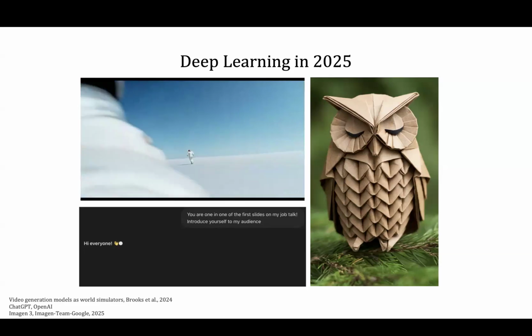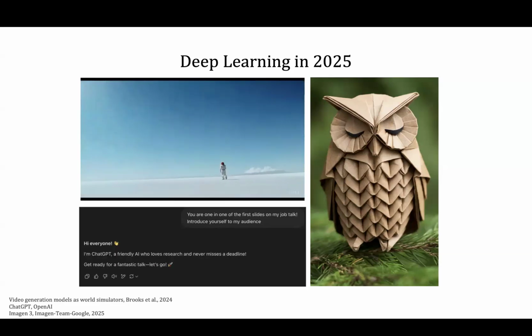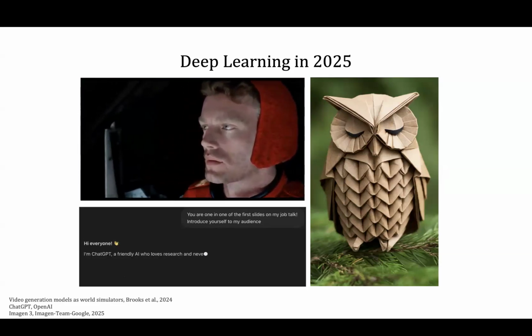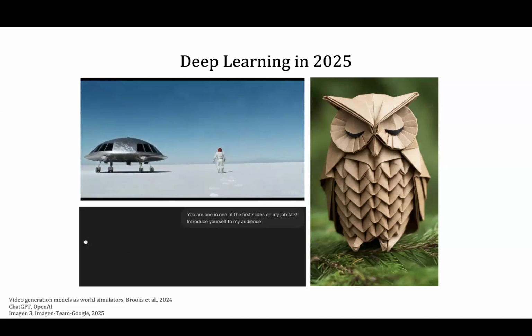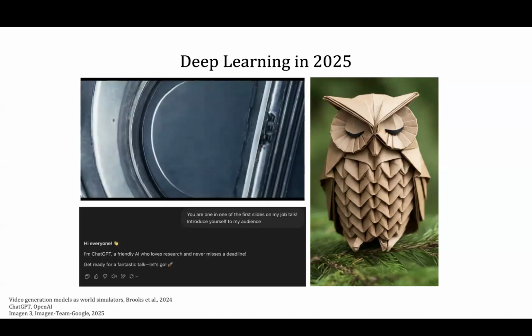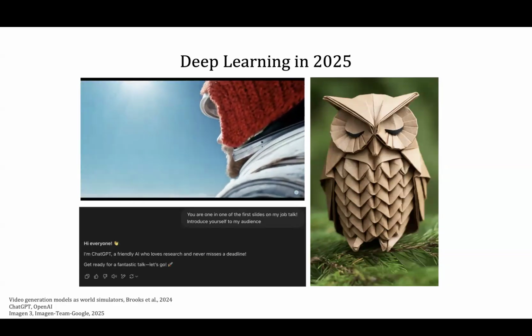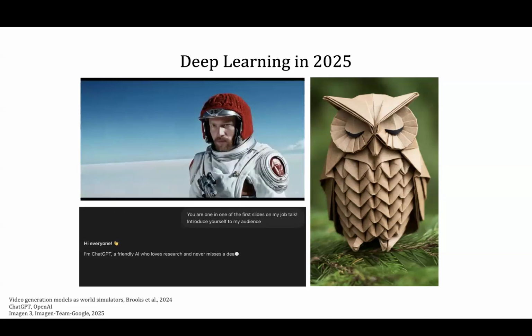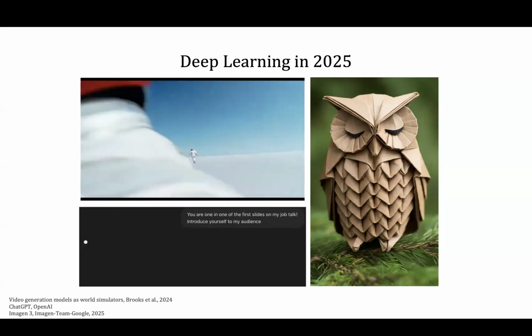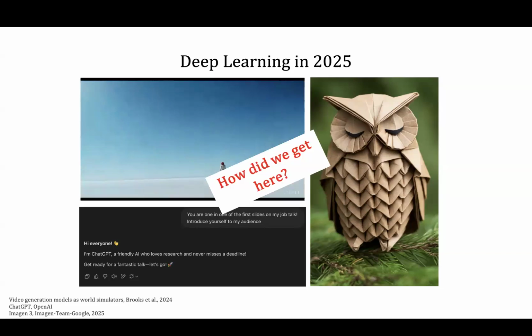So not only can we generate striking images, we can also generate videos that look like actual cinematic videos, and of course, converse with humans in natural language. It looks like deep learning has kind of plateaued in the last year or so, and got to the peak of what we thought was possible. So the question is, how did we get here?